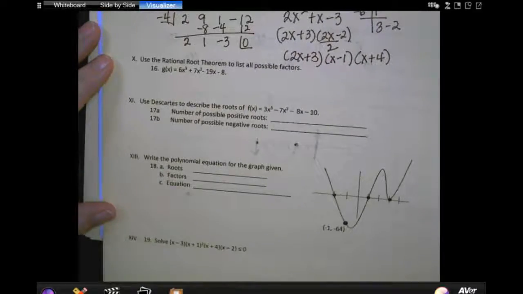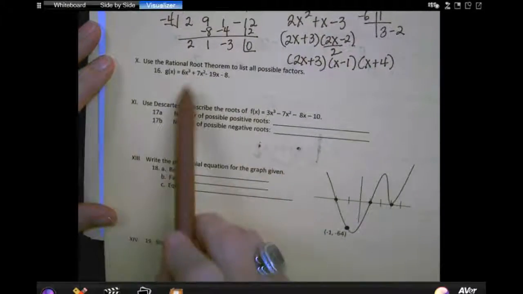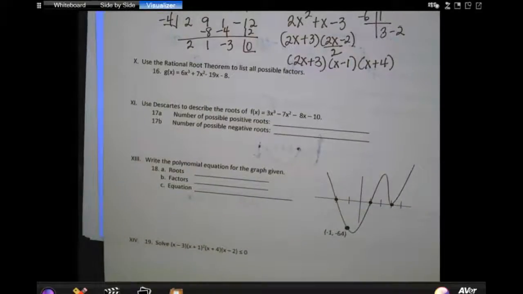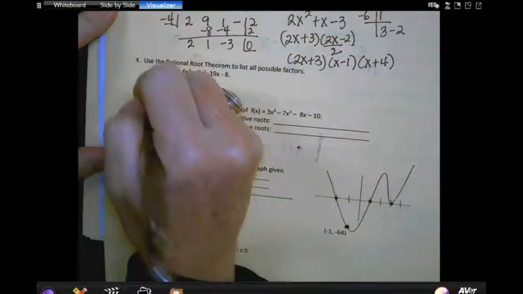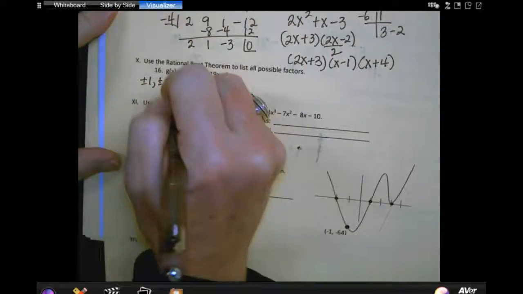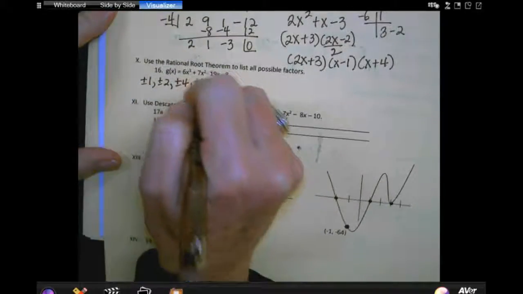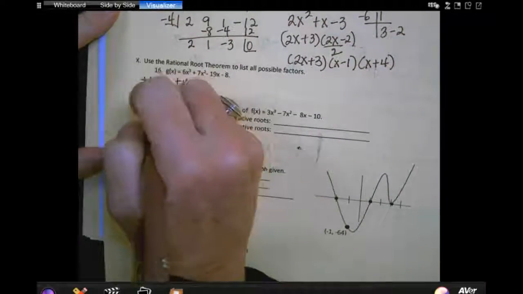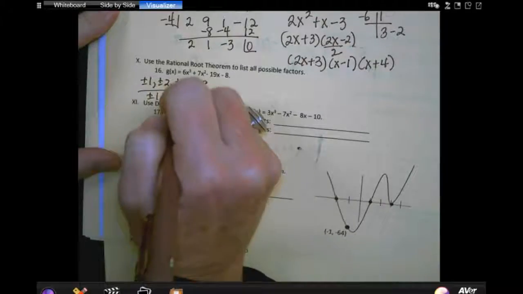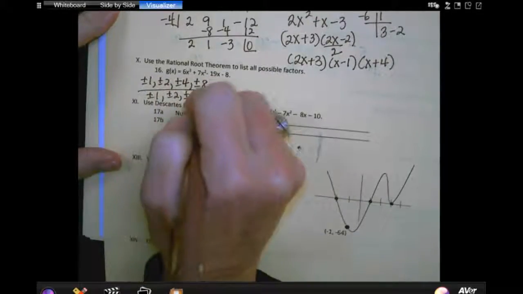Okay, so the rational root theorem, this is where we're going to list all the possible factors. First of all, which one goes on top, the 8 or the 6? 8 goes on top, 6 goes on bottom. So this is what I get. I get plus or minus 1, plus or minus 2, plus or minus 4, and plus or minus 8. And on bottom, the factors of 6, plus or minus 1, 2, 3, and 6.